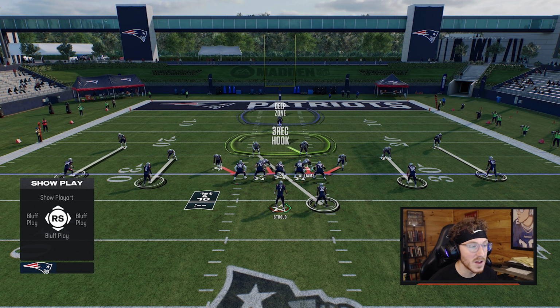So if there's a receiver that is outside the numbers, you can see here, we have our two outside receivers are both outside the numbers. They are going to be shaded to the inside. Now any receiver that's inside the numbers is going to be shaded to the outside.